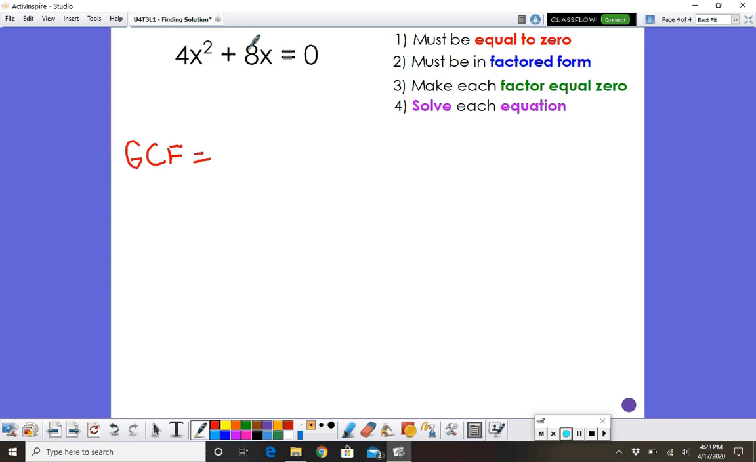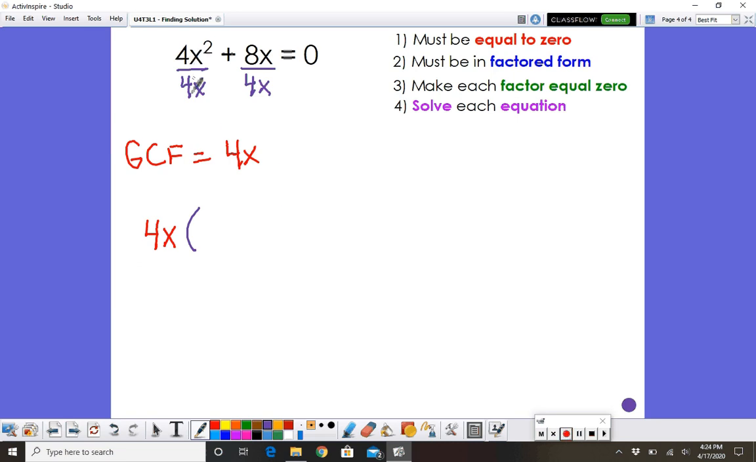When I look at my numbers, I can see they both can be divided by 4. They both also have an x. So my GCF in this problem is going to be 4x. So the way we factor with our GCF is that GCF becomes one of your factors. So you're going to pull 4x out as a factor, which means we're going to divide each term by that 4x. What's left over once you do that division, that's going to be your second factor.